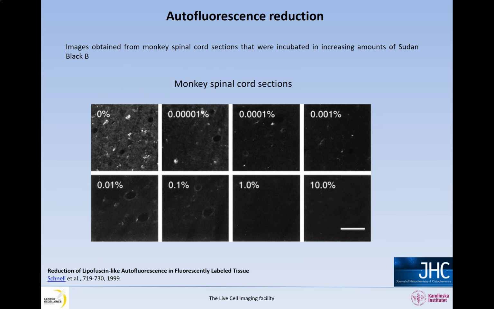Here you can see an example of successful autofluorescence reduction when using Sudan Black in monkey spinal cord sections. Lower concentration, less than 0.01% of Sudan Black, provided insufficient reduction of autofluorescent pigments. However, higher concentrations, above 0.1%, give adequate reduction of lipofuscin-like autofluorescence.